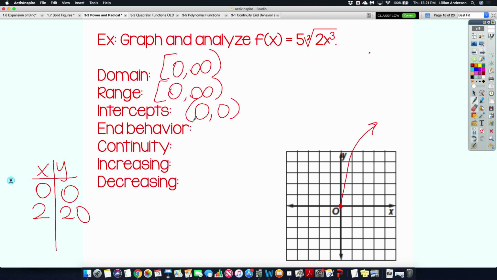I'm only going to have the right end behavior, which is the limit as x approaches infinity of f of x. Because it's increasing without bound on the right side, but it's stopped on the left side. And where is it going? As x approaches infinity, y is going to equal what? Positive infinity. Very good. Is it continuous?